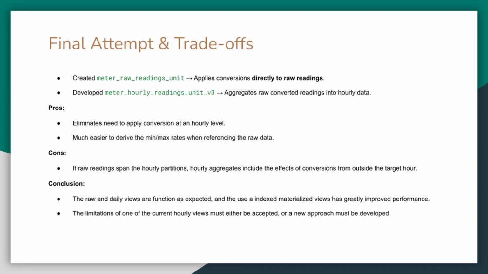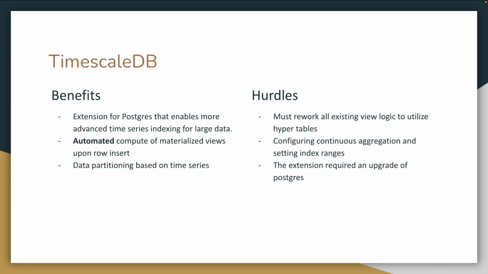However, after observing several test cases, it became clear that this method also had its limitations, albeit somewhat of an inverse of the previous approach. When raw readings span across multiple hourly partitions, the hourly aggregates no longer reflect only the conversions that apply within the specific hour. Instead, they also include the effects of conversions applied to the portions of the raw readings that lie outside the hour being analyzed.